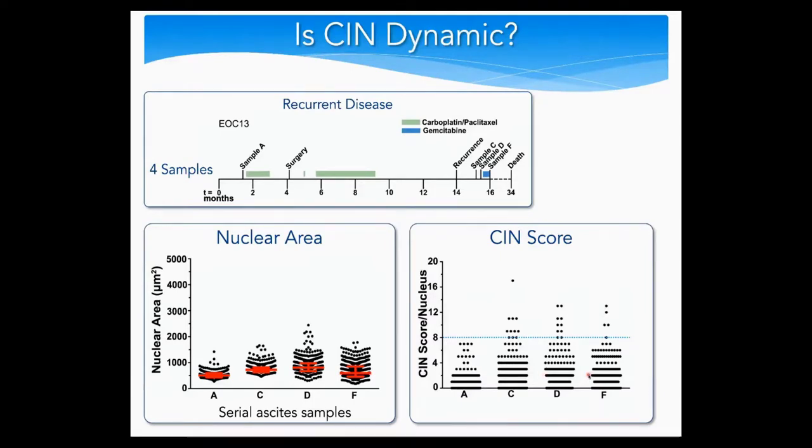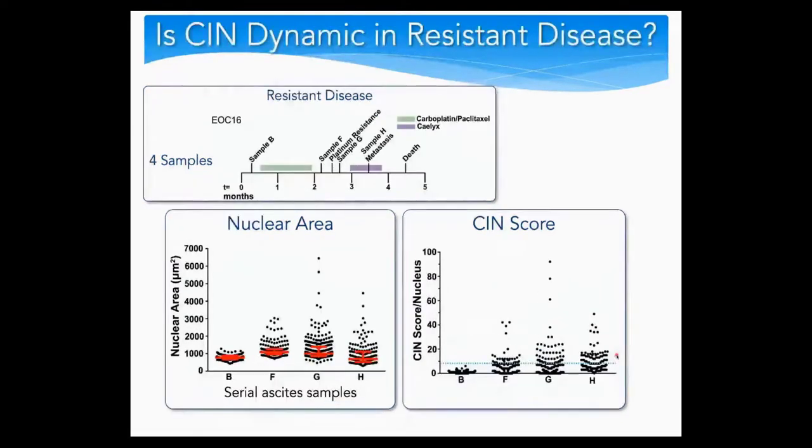Similarly, when we look at CIN scores, we again see that heterogeneity. We perhaps see that increase through samples A through D, and it might decrease a little bit in sample F. So it certainly appears to be dynamic and potentially responsive to treatments in this case.